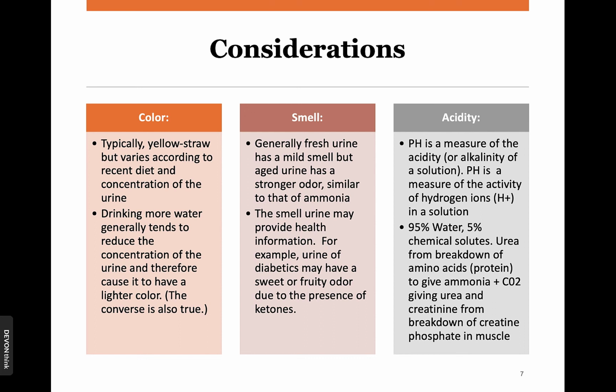Urine is 95% water, 5% chemical solutes: urea from a breakdown of amino acids to give ammonia plus CO2, and creatinine from the breakdown of creatine phosphate in the muscle.